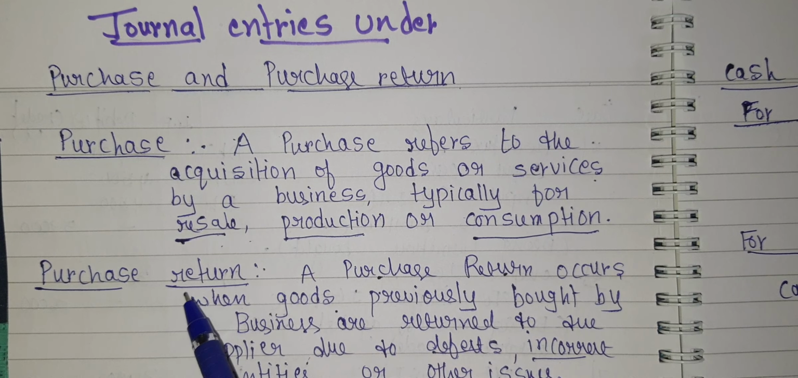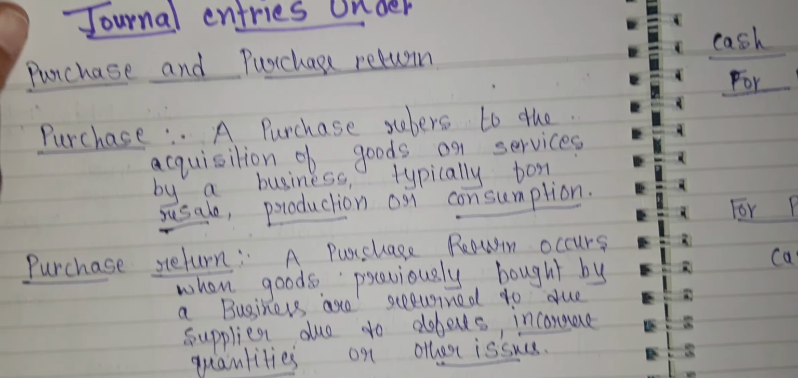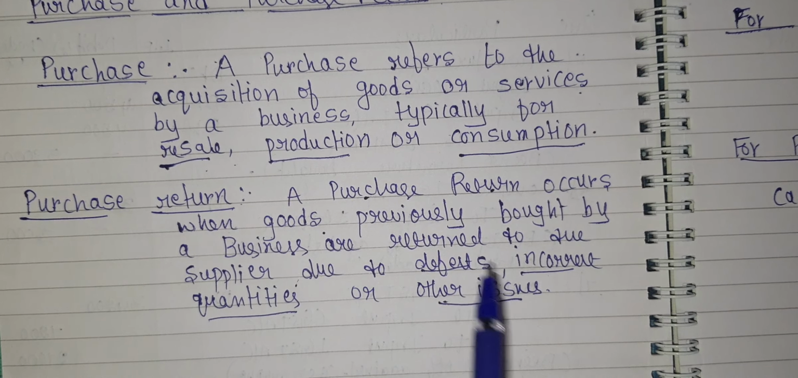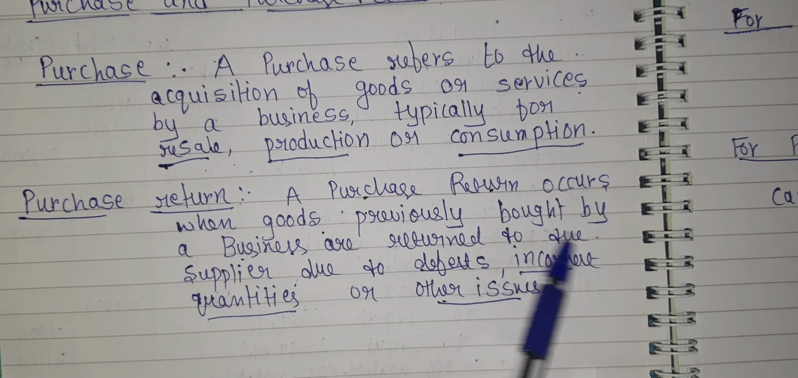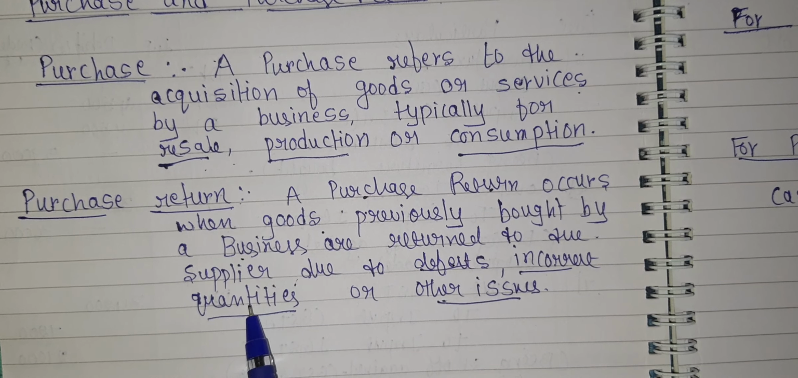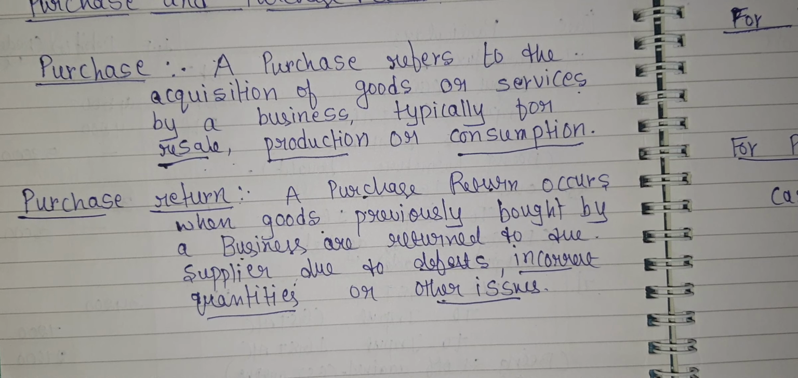Now the second one, that is purchase return. It means a purchase return occurs when goods previously bought by a business are returned to the supplier due to defects or incorrect quantities or other issues. This is the meaning of purchase return.